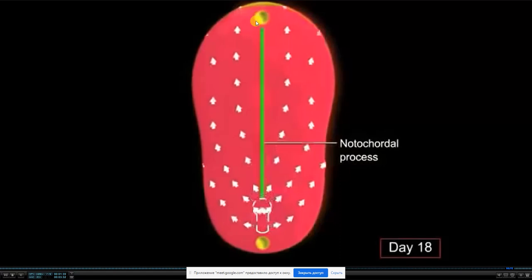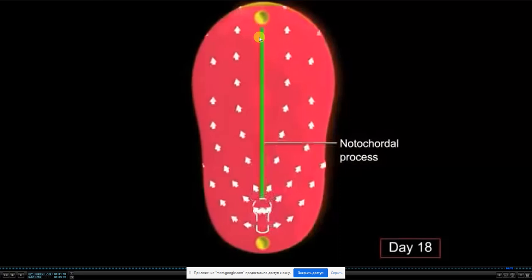This one is known as the oropharyngeal membrane, the future oral cavity and pharynx, and here the cloacal membrane, the future anal canal and urogenital sinus. Between the oropharyngeal membrane and the primitive node of the primitive streak forms a structure known as the notochordal process. The notochordal process is the first axial organ of our body. This is the axis of our body.